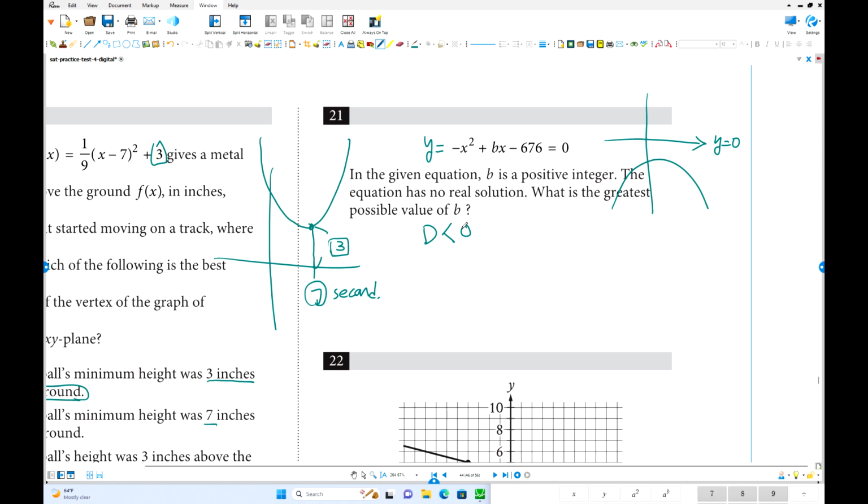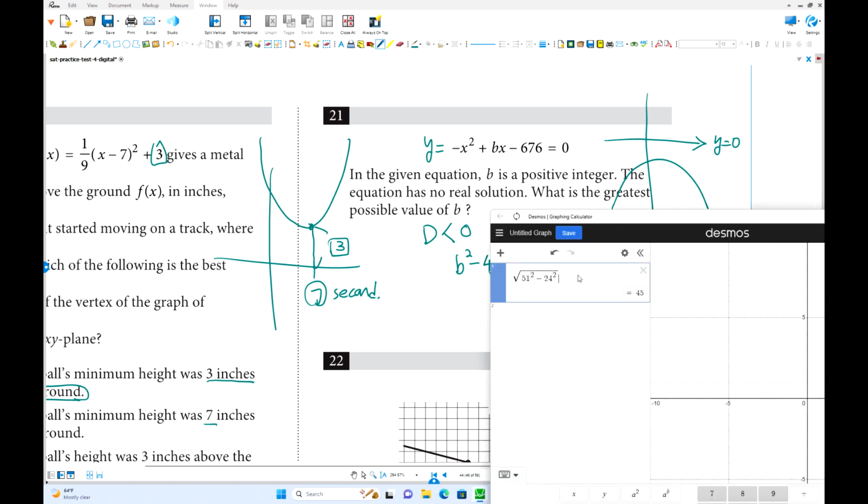A lot of discriminant equations in this digital SAT. So A is negative 1, B is b, C is what? Negative 676, okay? So b squared minus 4 times a, which is negative 1, times c, which is negative 676, must be less than 0. So we're going to calculate this one. How much is this one? 4 times negative 1 times negative 676.